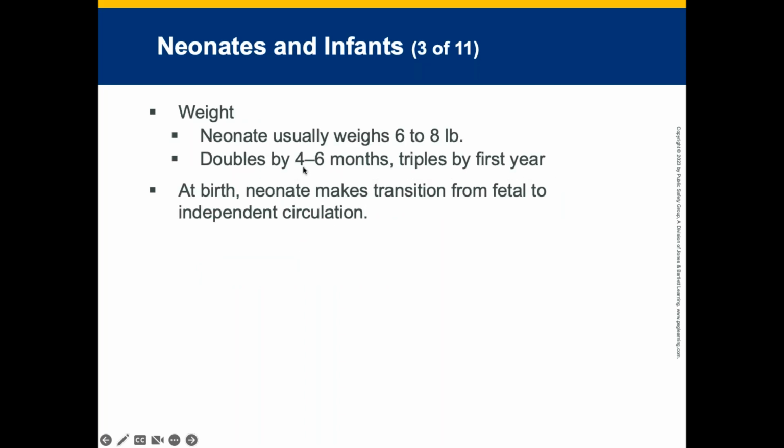So looking at weight, a neonate usually weighs between 6 to 8 pounds. Remember, you got to convert those down. So it's 3 to 3.5 kilograms at birth. The head accounts for 25% of an infant's body weight. Another thing to think about as well is in the first week after birth, the neonates lose 5 to 10% of their birth weight due to fluid loss. 5 to 10%. By week 2, neonates then grow at a rate of about 1 ounce per day, doubling their weight by 4 to 6 months and tripling it by the end of the first year.